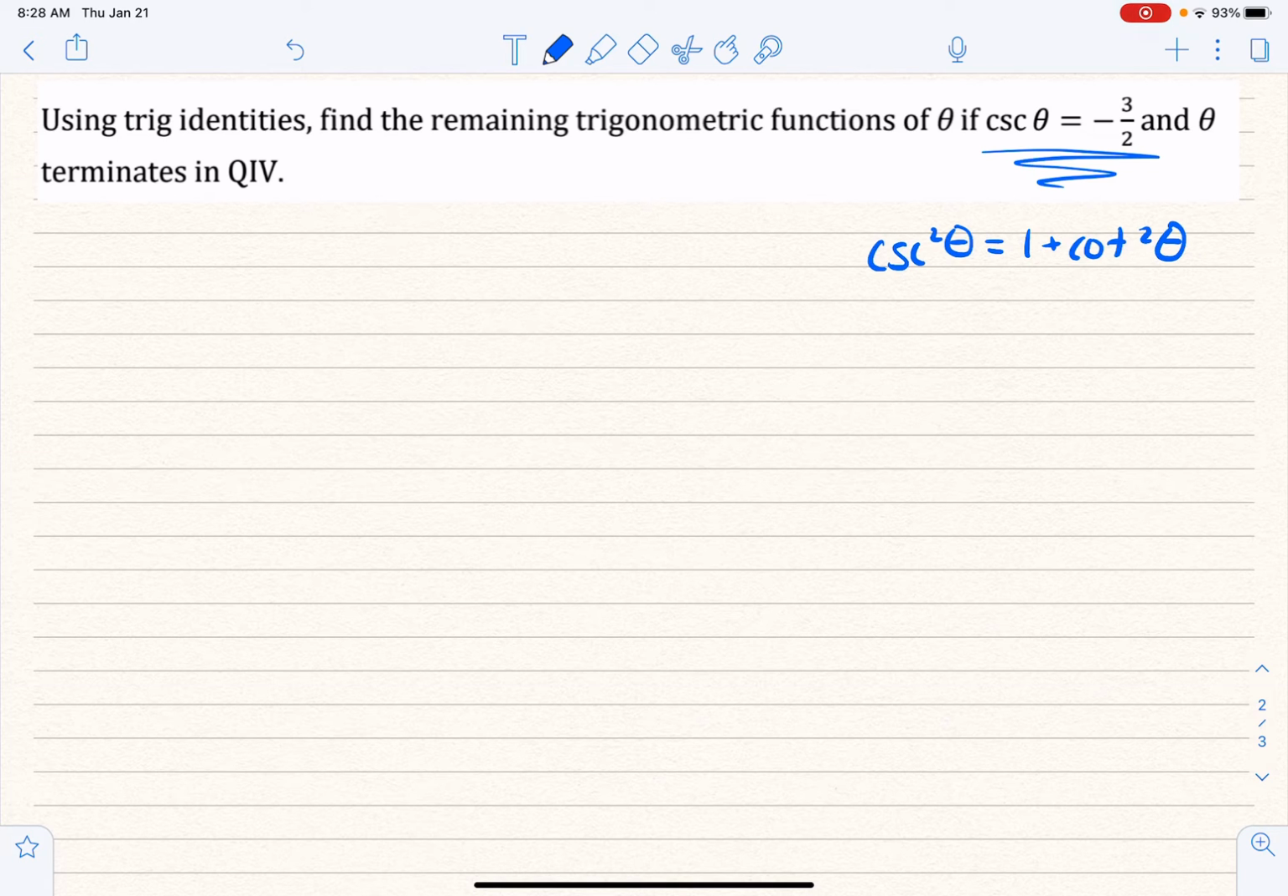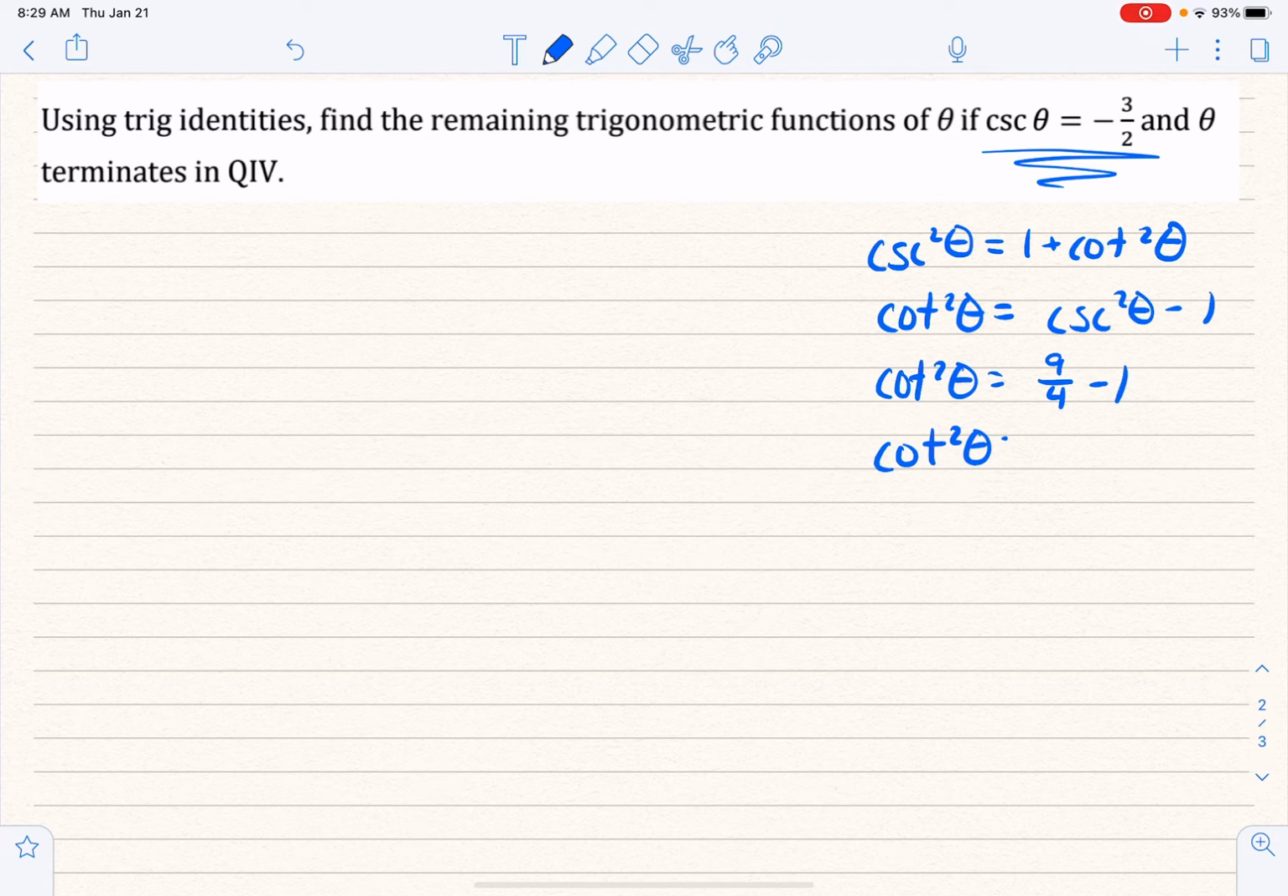So for this, what I would have to do is spin this around and say then cotangent squared theta is equal to cosecant squared theta minus 1. I have to subtract that 1, bump it to the other side. So then I would get cotangent squared theta is equal to, so square that value, 9/4 minus 1. Okay, well, 1 is, of course, 4/4, so that leaves me with 5/4.